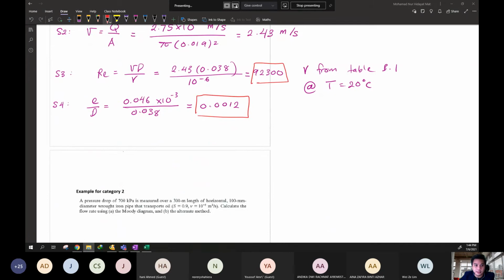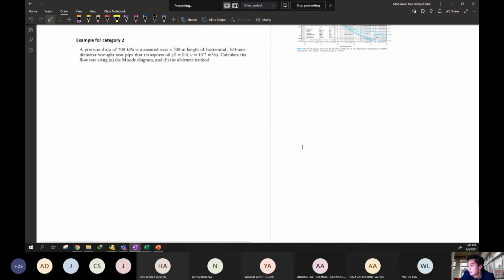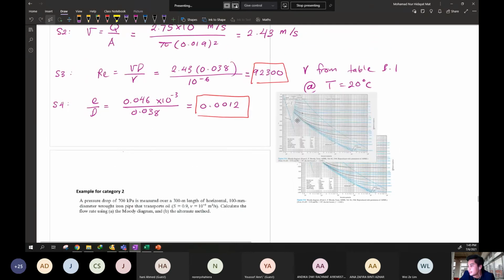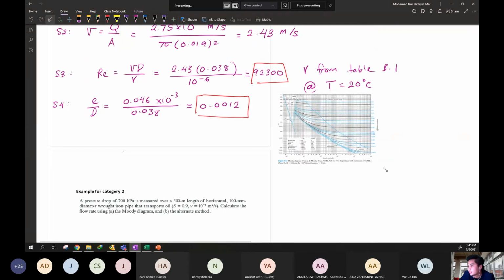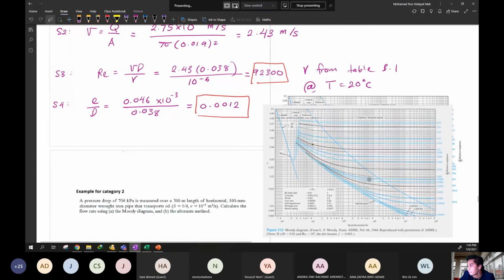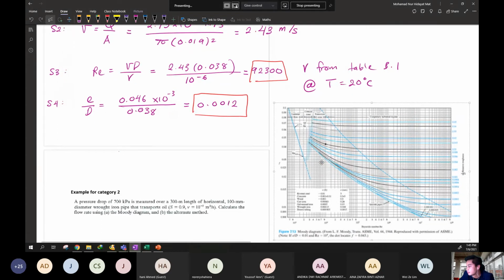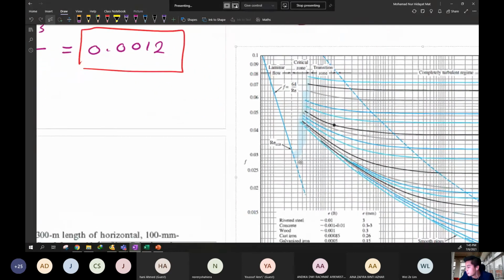let me use the clear version of the Moody diagram. Let me use another clear version of the Moody diagram. Okay, this one. This is our Moody diagram. Okay, it is clear now.